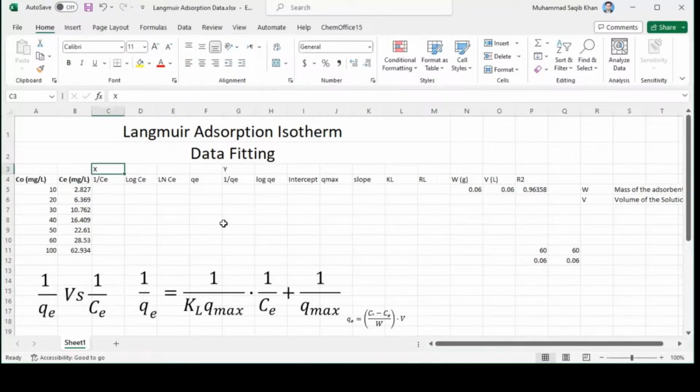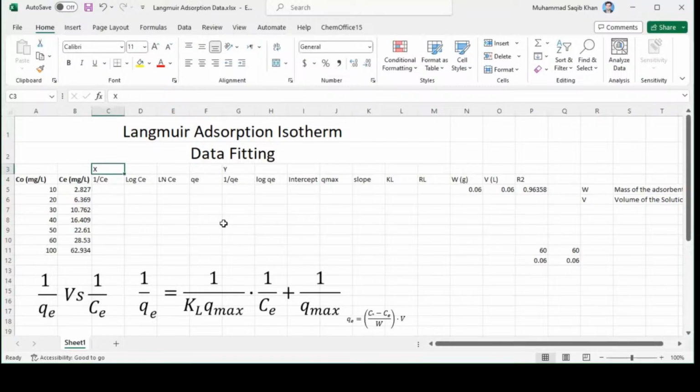Converting the 60 ml into liter, it is 0.06 liter. Okay, so we have written all this. If you have different weight or different volume, then you can go according to those values.